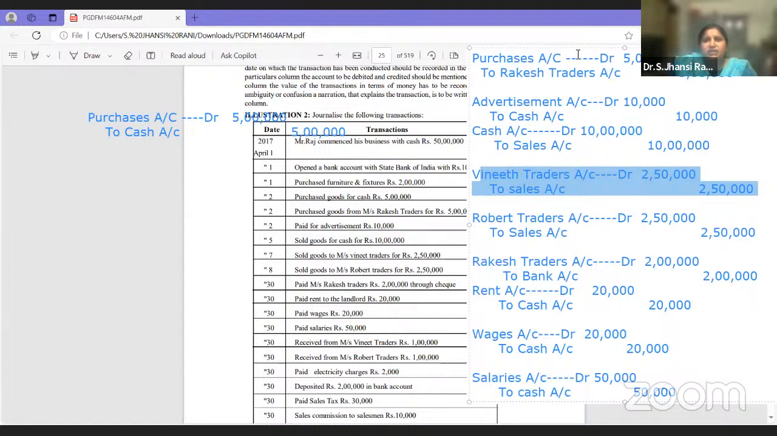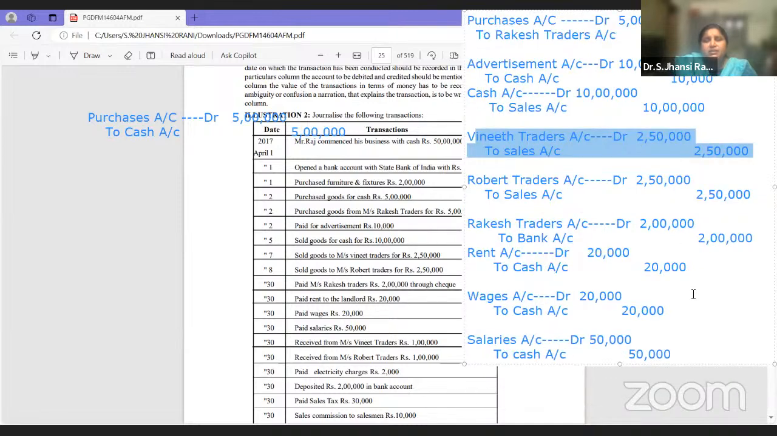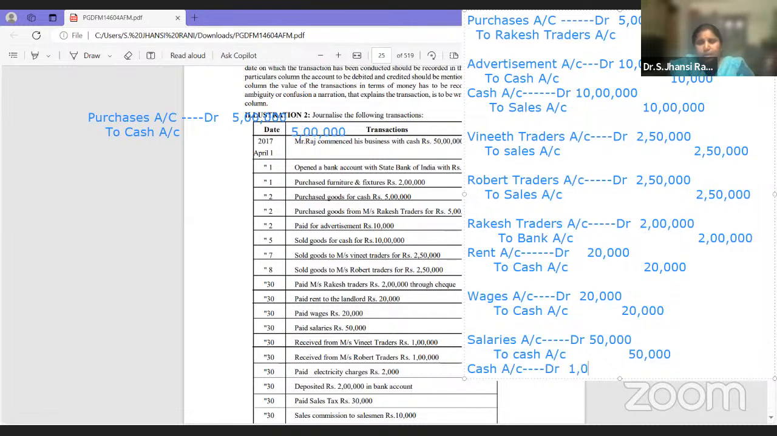Whenever our business is receiving cash, debit what comes in. Cash is a real account. What is coming? Cash is coming. Who is paying? Vinith is paying. Vinith is again a personal account. So cash is coming. As per the real account rule, debit what comes in. I am debiting the cash, and he is paying 1 lakh rupees. Vinith is a personal account. Credit the giver. He's giving. So we write, crediting to Vinith Traders account, and the amount is 1 lakh.